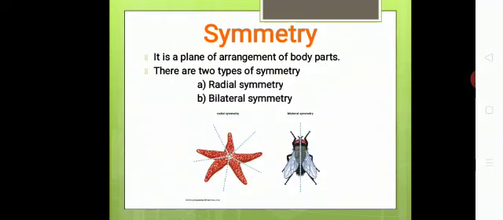Radial means through the central axis. Symmetry means you have to get equal halves. Bilateral symmetry means when you cut through the center, you get two equal halves. That is, bi means two. Let us discuss one by one now.